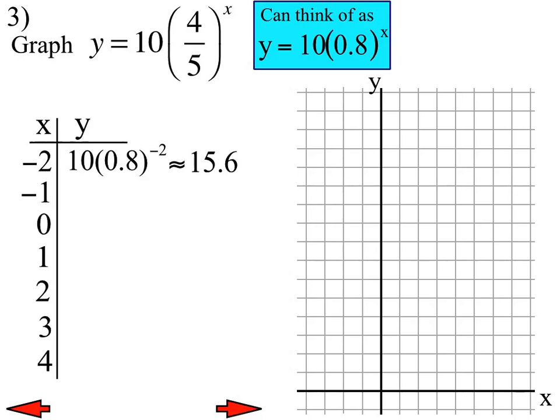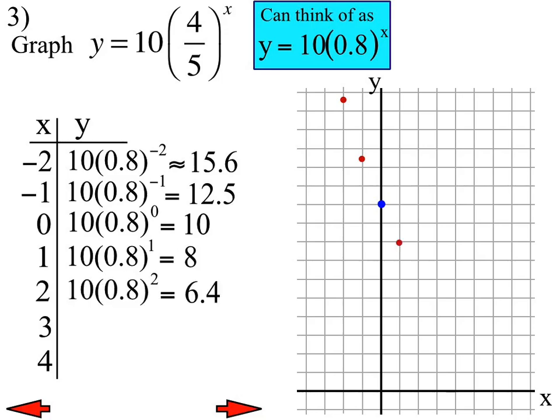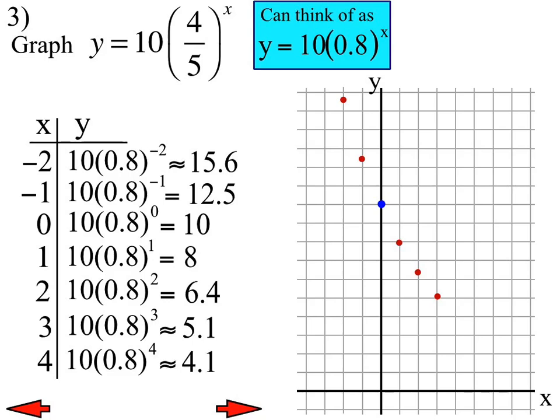All right, let's take a look at the rest of the values. When x is negative 1, we end up with 12.5. When x is 0, we end up with 10. When x is 1, we end up with 8. When x is 2, we end up with 6.4. When x is 3, we end up with approximately 5.1. And when x is 4, we end up with approximately 4.1.